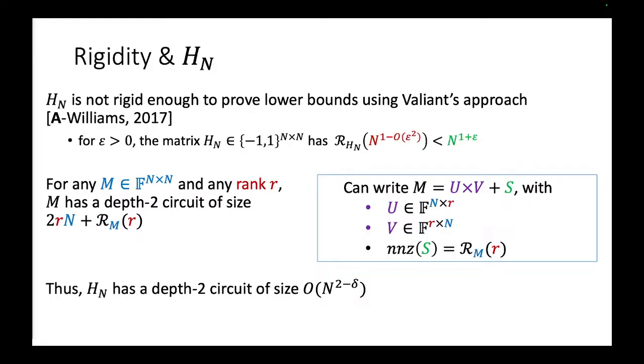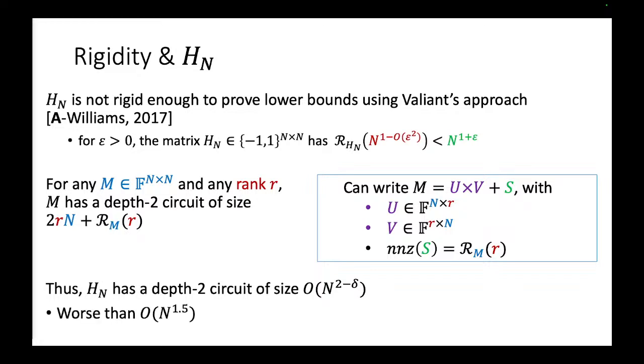You plug in our rigidity upper bound, and you immediately get that the Walsh-Hadamard transform has a depth 2 circuit of size n to the 2 minus delta. I think it ends up being like n to the 1.95 or something like this. So on one hand, this is great because most matrices require n squared size linear circuits, truly quadratic size linear circuits. So this is really better than that.